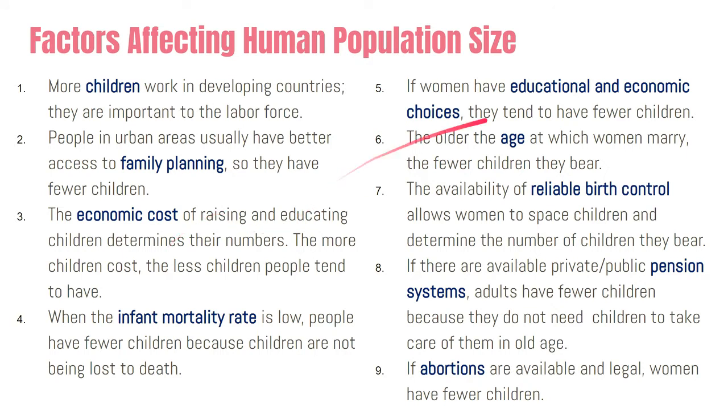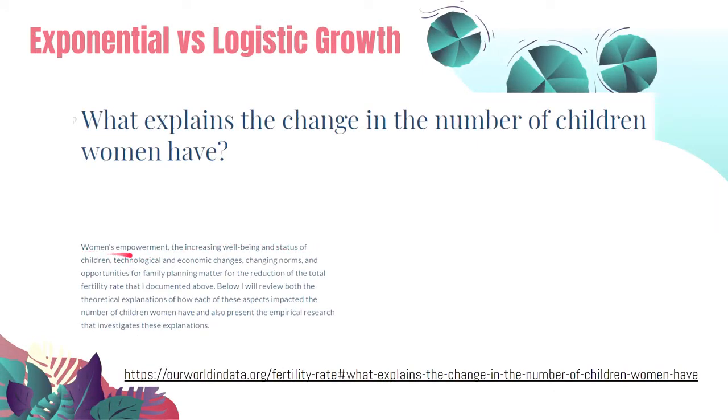Now, this is very important to me because I am a feminist, and I think we should all be feminist. If women have educational and economic choices, they tend to have fewer children. What does it mean? And you can actually verify this. Women's empowerment, increasing of well-being and status, technological, economic, and educational, all of these are actually factors that affect the number of children they have.